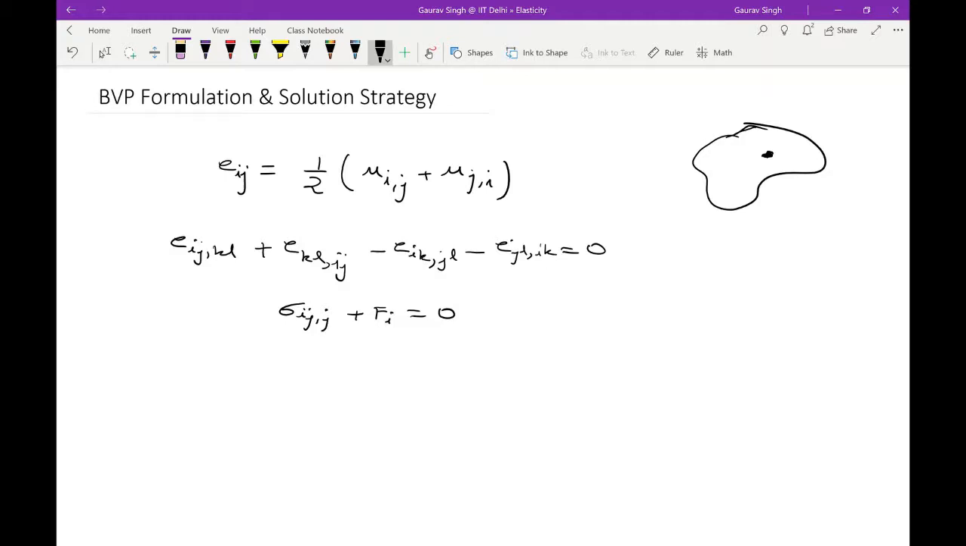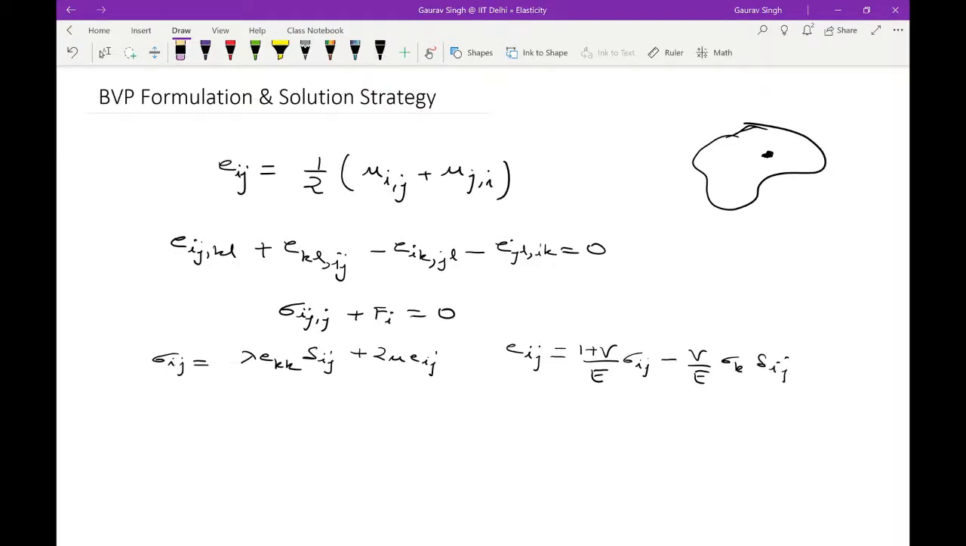The latest thing which we have learned about is Hooke's law for a linear elastic isotropic solid. There were two forms of it. One was sigma_ij is equal to lambda e_kk delta_ij plus 2 mu e_ij, and e_ij is equal to (1 plus nu)/E sigma_ij minus nu/E sigma_kk delta_ij. So this is the Hooke's law for the linear elastic isotropic solid, and we had seen the derivation of it.